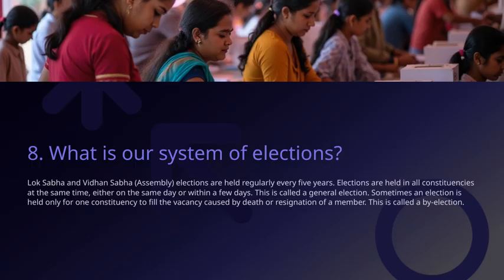Now, there are also special elections called by-elections. These happen when a seat becomes vacant due to the death or resignation of a member. Instead of waiting for the next general election, a by-election is held just for that one specific constituency to fill the vacancy. This way, the representation remains complete and the democratic process continues smoothly.